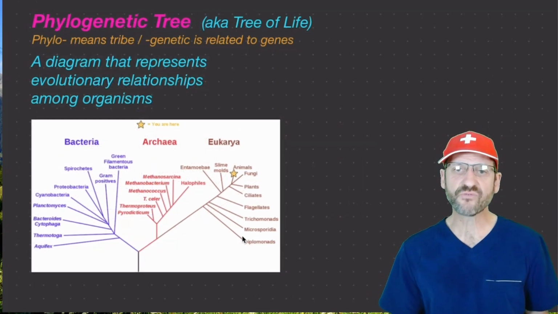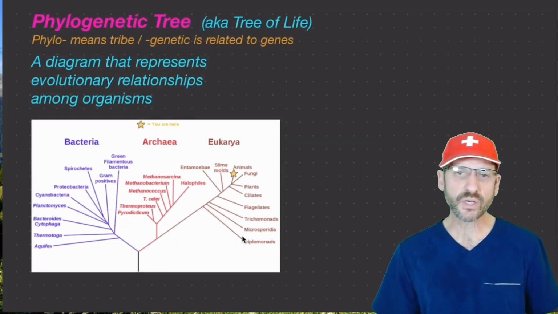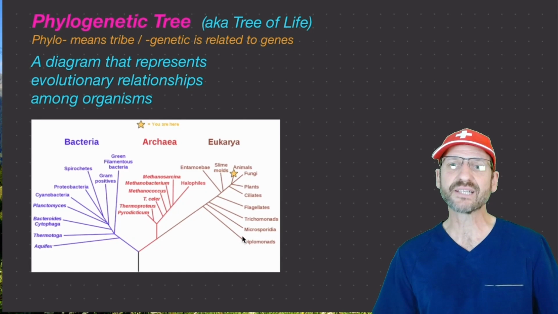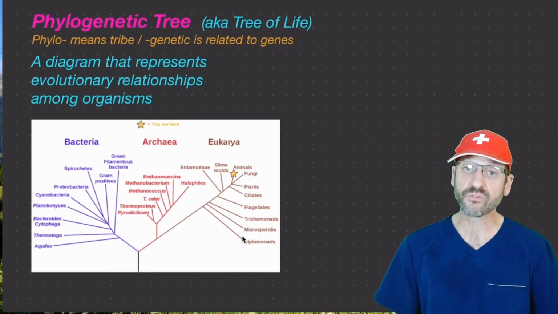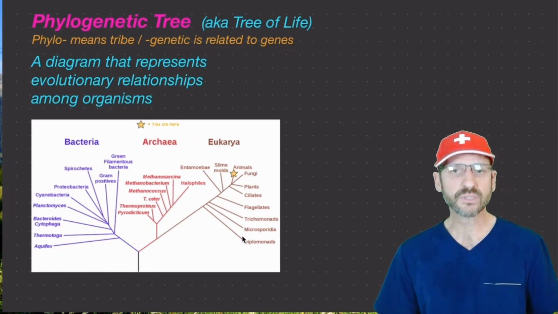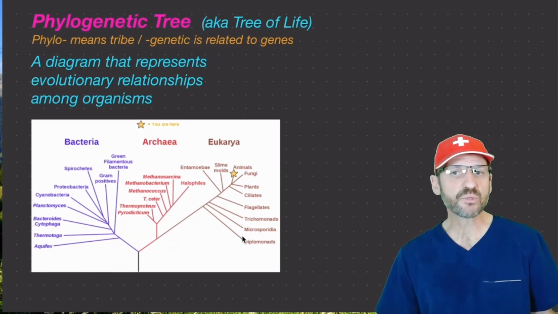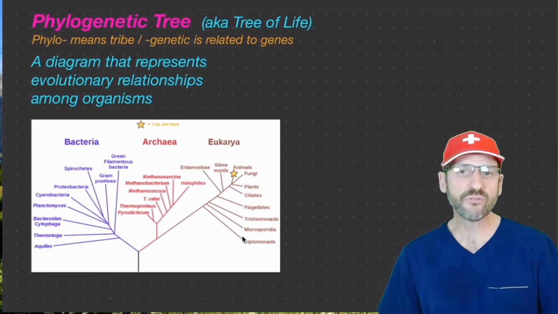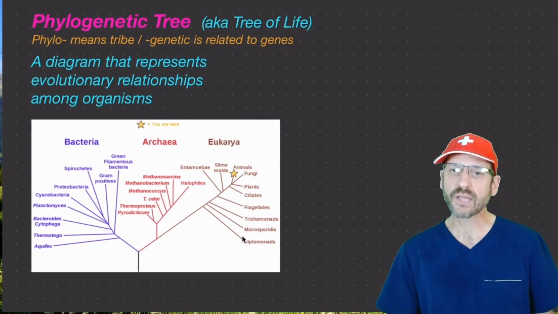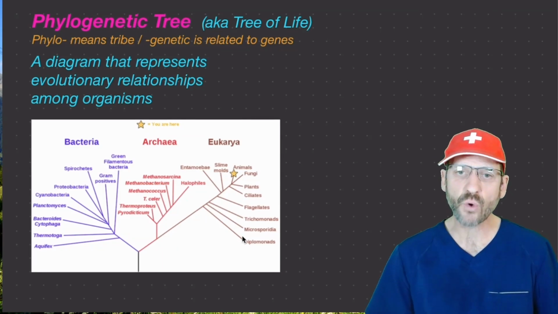Picture an enormous family reunion. You can trace your lineage back to that great grand ancestor, and so can your third cousin twice removed. Same deal with the tree of life. If you trace your favorite organism's branch backwards, you can find every little fork in the road that tells you how it's related to everything else.